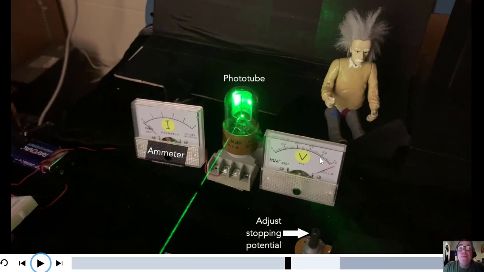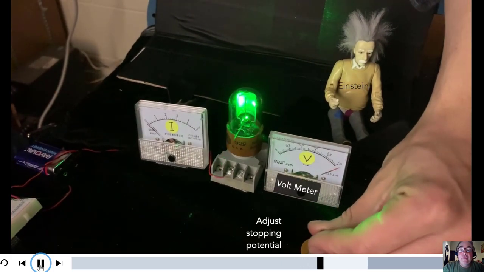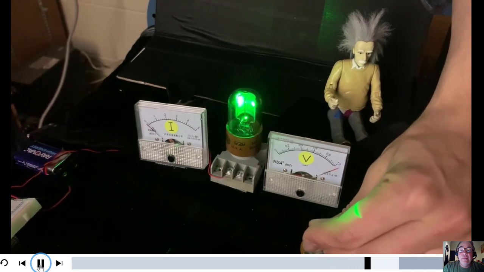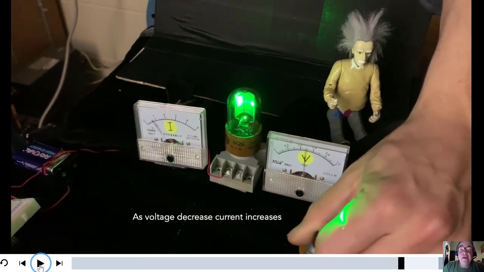So refer back to chapter 28. This is the voltage that's used to completely stop the current from flowing. Okay, so the electrons want to drift across the phototube. This voltage is stopping them from doing that. And you see zero current. Okay, now they're turning down the stopping potential. Now you actually get some current flowing across.